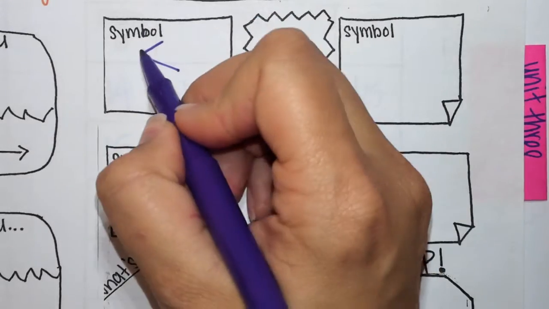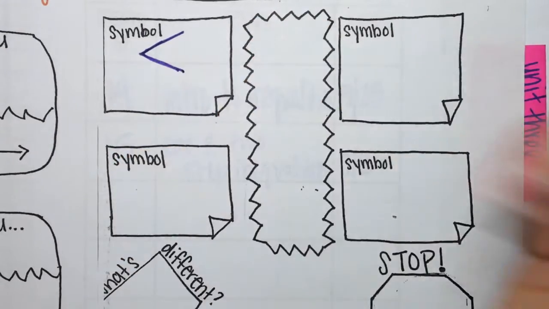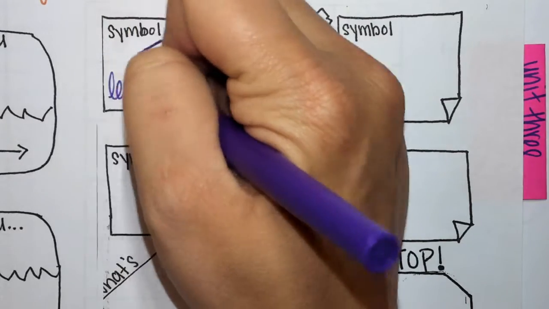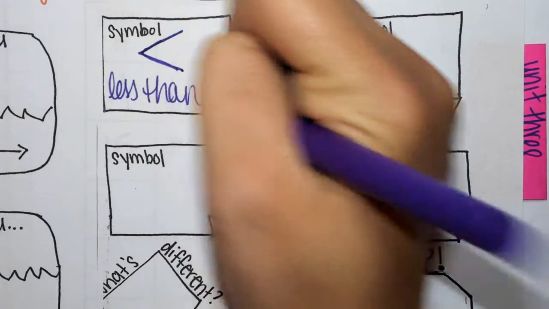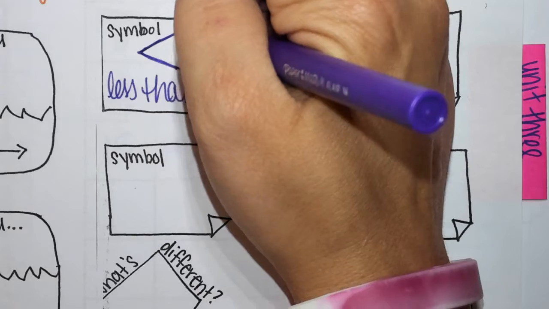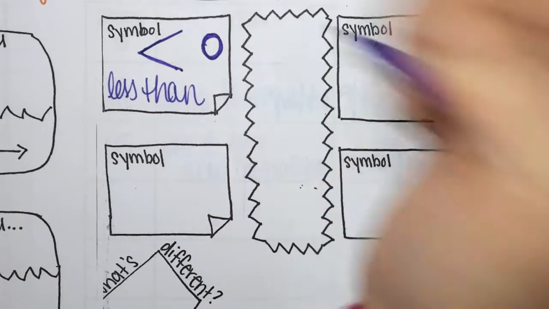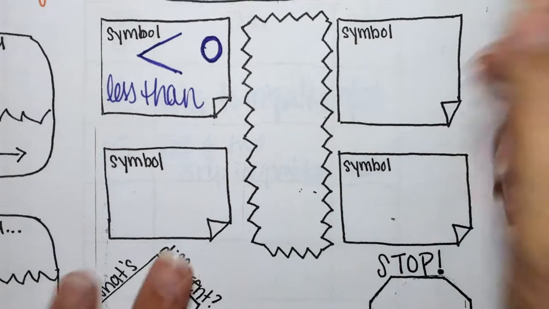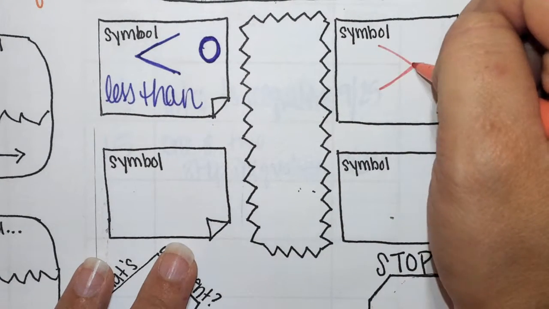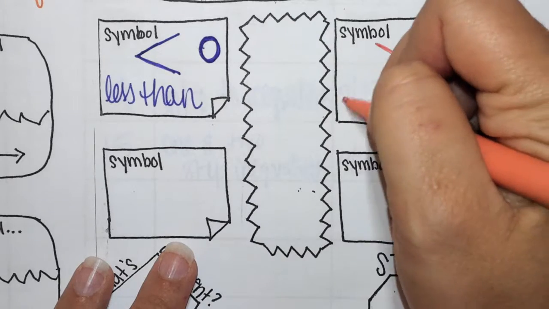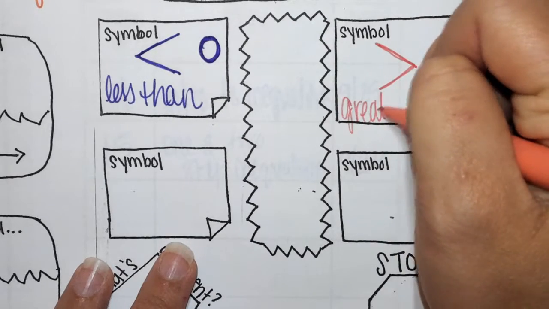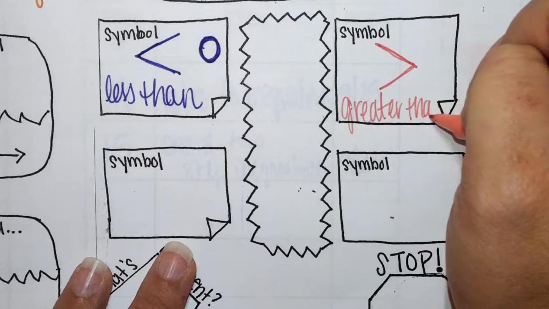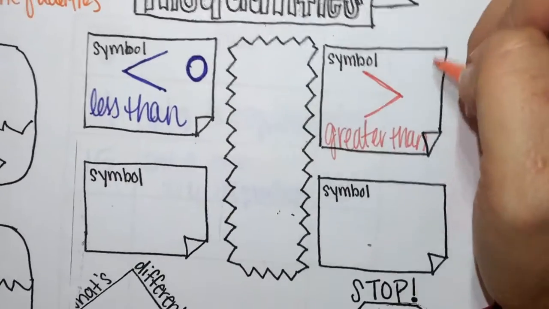What is this symbol? Less than, because it looks like your left hand. And do we use an open or a closed circle? Open. All right, what is this one? Greater than. Take a point. And do we use an open or closed circle? Take a point.